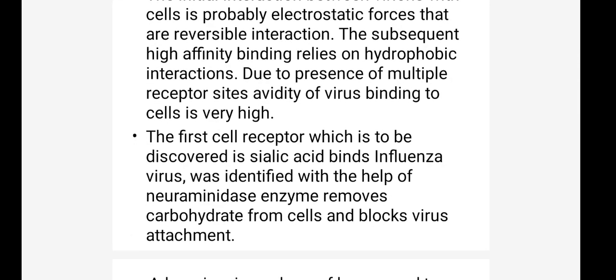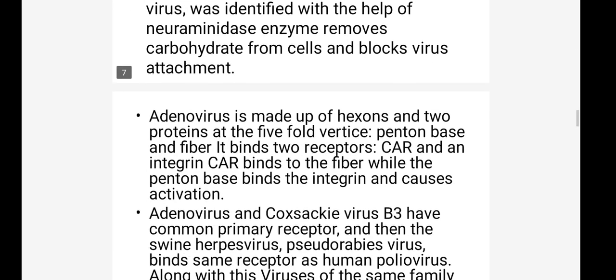Now the first cell receptor to be recognized in the case of these viruses is sialic acid, which is the receptor for the influenza virus. These are identified with the help of neuraminidase enzymes, which are responsible for removing the carbohydrate from the cells and block virus attachment, meaning if there is an alteration, then there is no attachment of these viruses to the host cell surfaces.